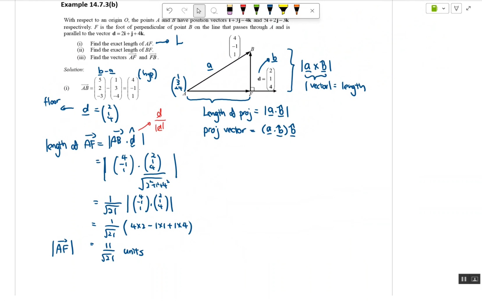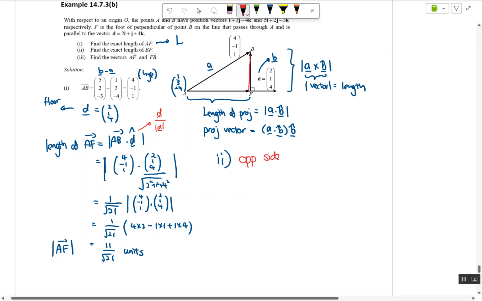Alright, so now I can look for part 2, where I want the exact length of BF. I'm going to do this in red. BF is the opposite side. Opposite side, we think of sine. Sine, we think of cross. So when I want to look for BF, I'm going to use this cross first, but actually I want to tell you that there's an easier way to do it. That would be AB, which is the hypotenuse, cross D hat.